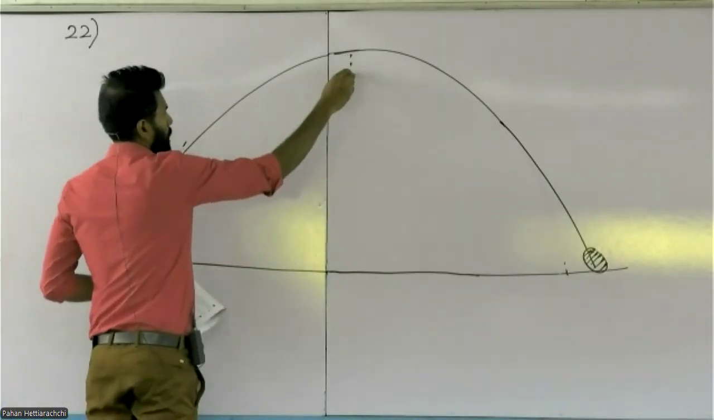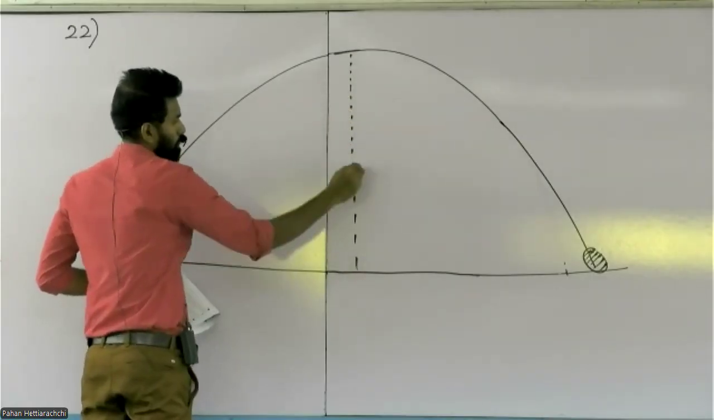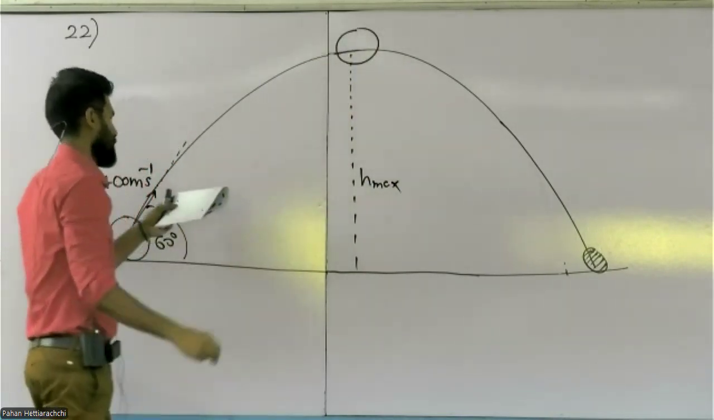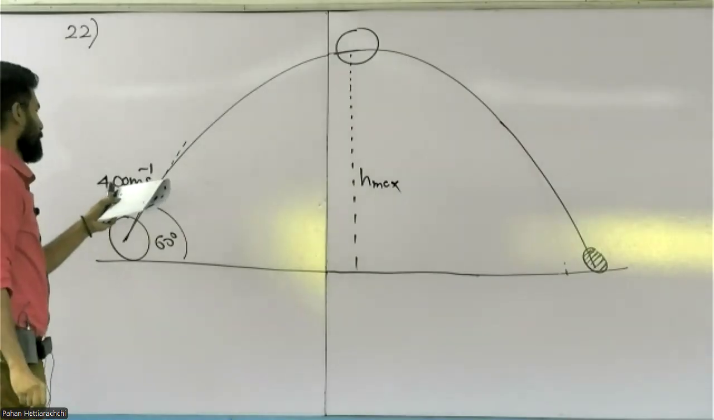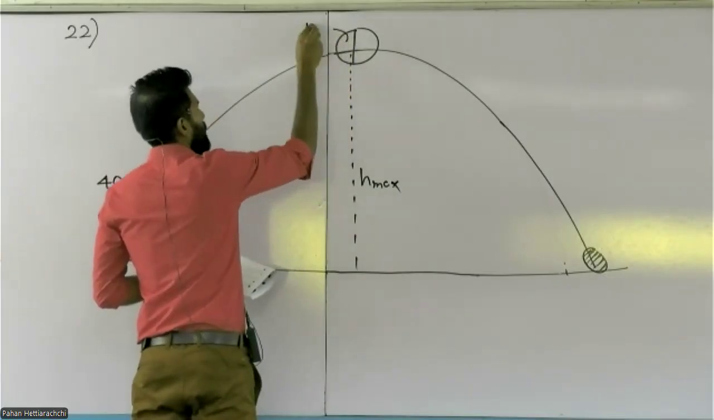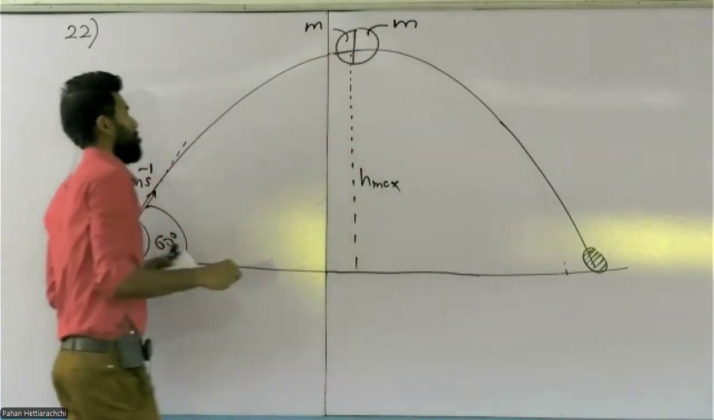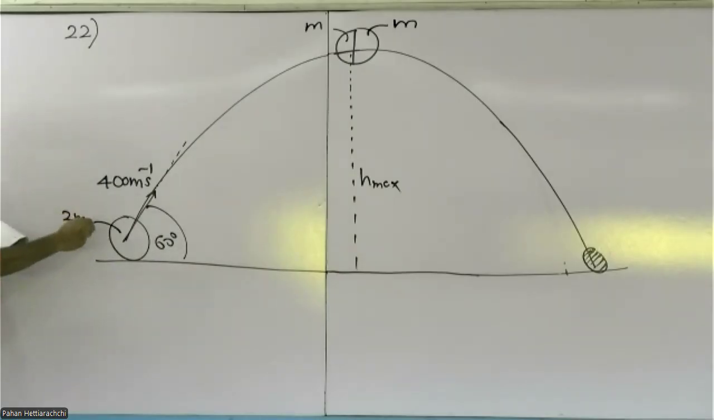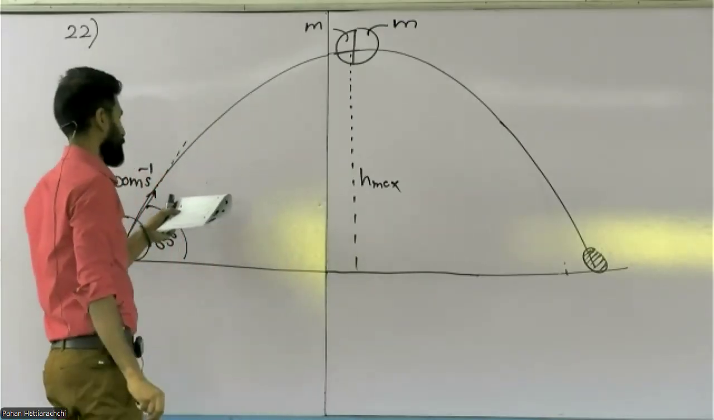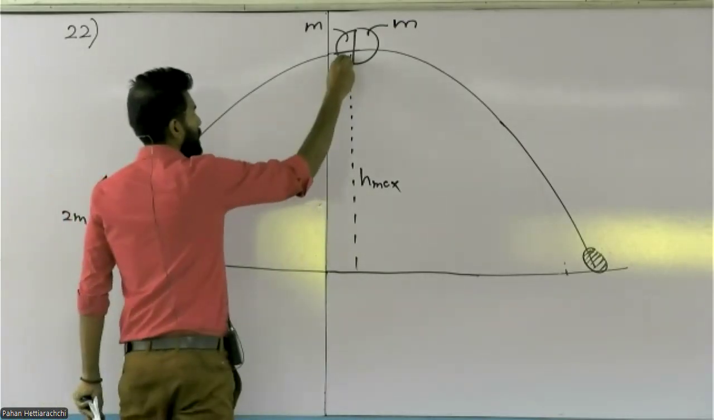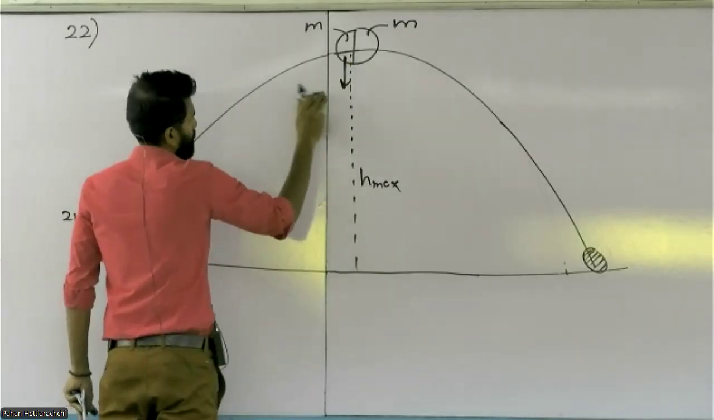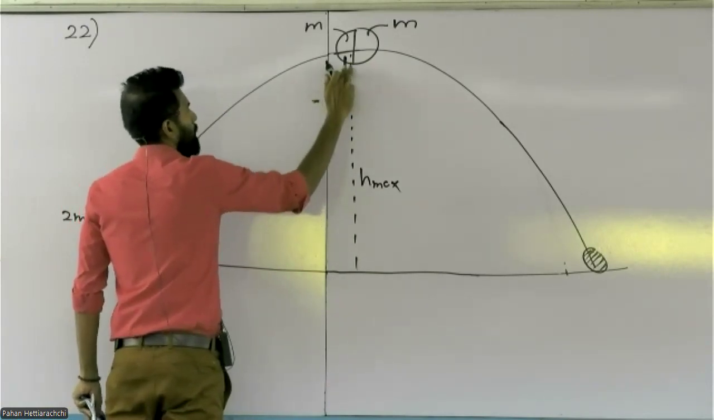At the highest point of its trajectory, at the h max value, it faces an explosion, and it explodes into two equal fragments, m. Initially, it's 2m. One fragment falls vertically downwards. Okay, one fragment directly falls down. That's how they say.